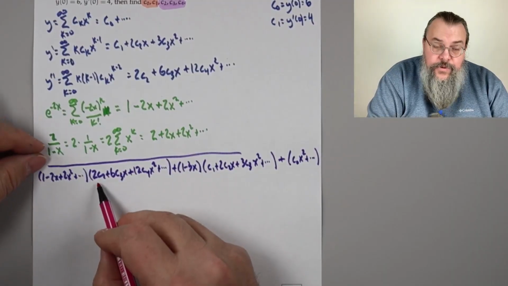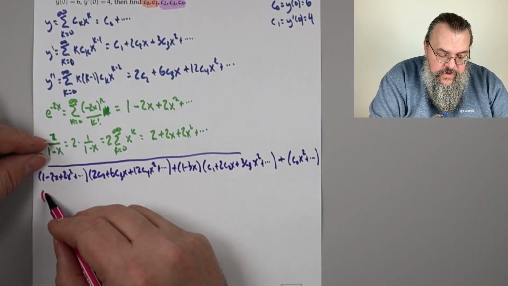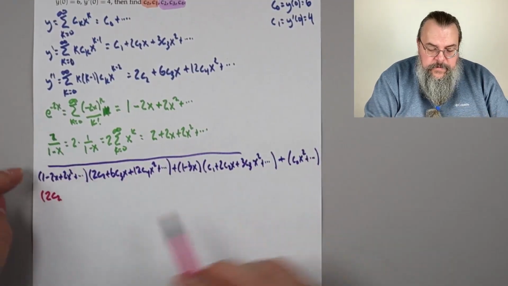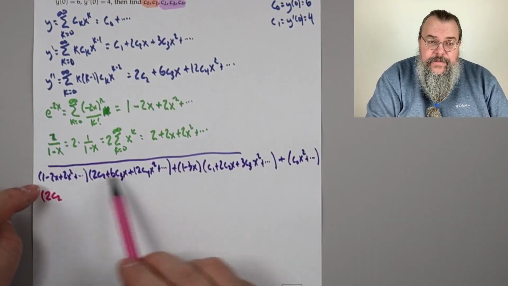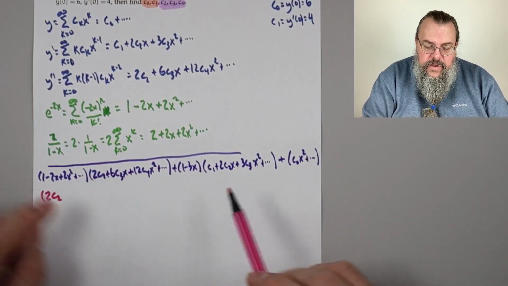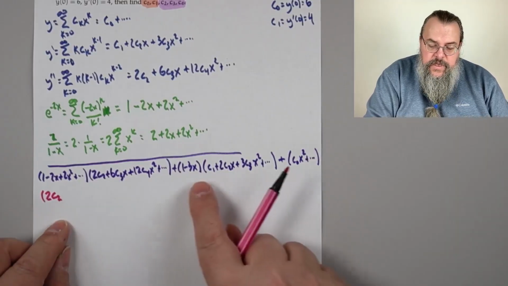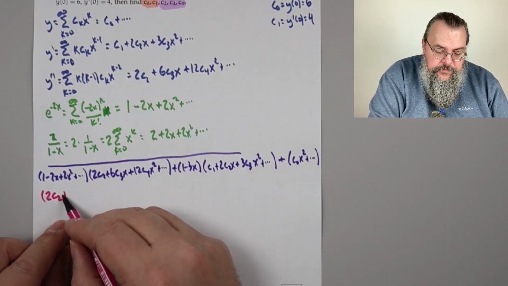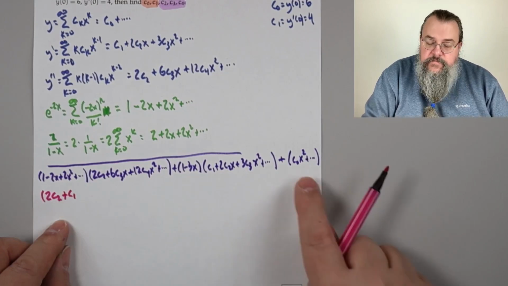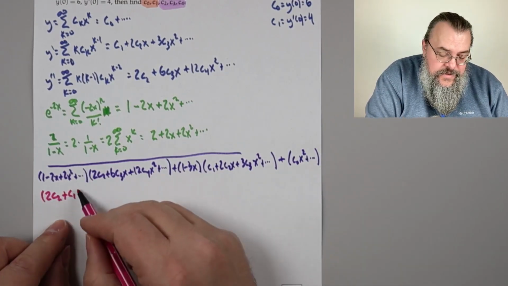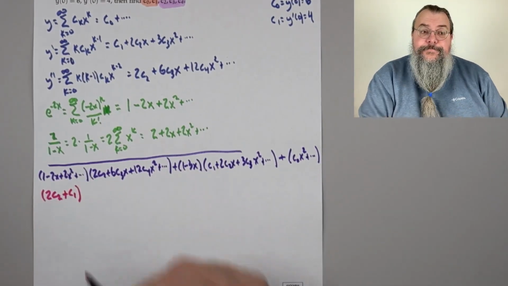We could get 2c2 from the first piece. And that's the only way to get a constant from multiplying two series together. Here you'd have to choose the constant and the constant, so now that would be plus c1. And, well, there's no constant there, so that's all the constants. Okay.